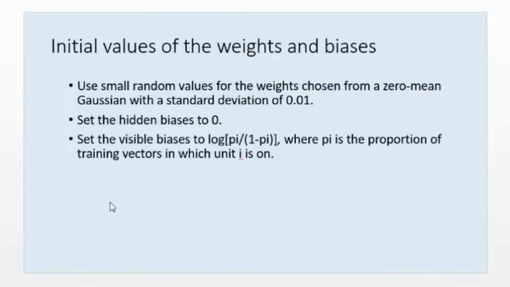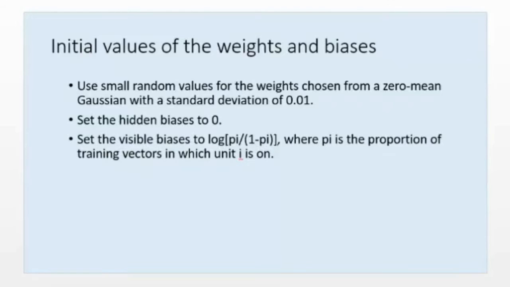Set the visible bias as log of p_i divided by 1 minus p_i, where p_i is the proportion of training vectors in which unit i is on. Unit i is on means the value is 1. Suppose you have an input layer with visible biases, and in the visible nodes you have a binary pattern, say 1010. You find the proportion of ones and take the logarithm of this formula. Then you can give the initial visible bias.